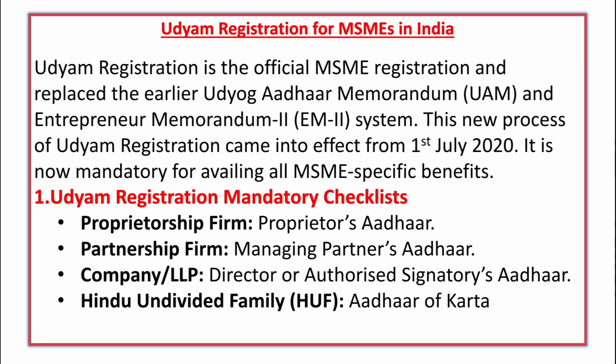Point number 1. Udyam registration mandatory checklists. For proprietorship form, Proprietor's Aadhar. For partnership form, Managing Partner's Aadhar. For company or LLP, Director or Authorized Signatory's Aadhar. For Hindu Undivided Family, abbreviated as HUF, Aadhar of Karta.